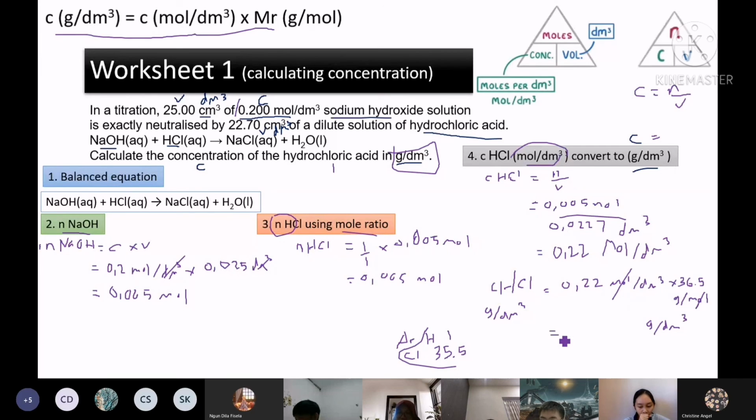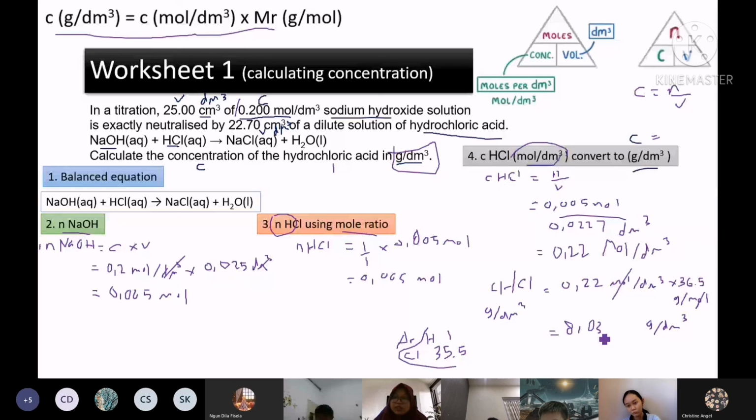It's around 8.03 grams over dm cube, miss. Absolutely correct. Very good. My calculator is a little laggy, miss. Very good, Alexander. Thank you, Chua. You're welcome, miss.